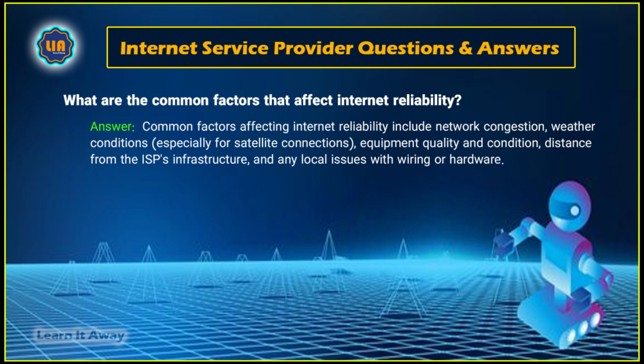What are the common factors that affect Internet reliability? Answer: common factors affecting Internet reliability include network congestion, weather conditions, especially for satellite connections, equipment quality and condition, distance from the ISP's infrastructure, and any local issues with wiring or hardware.